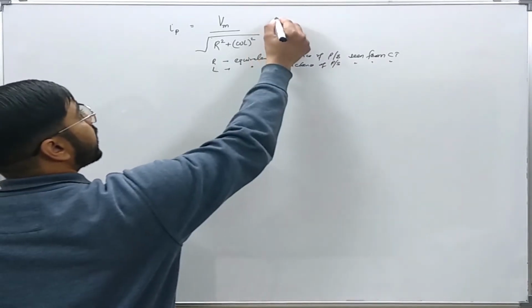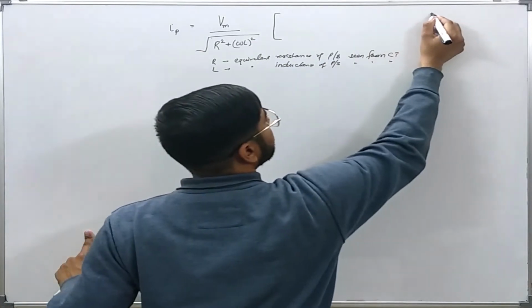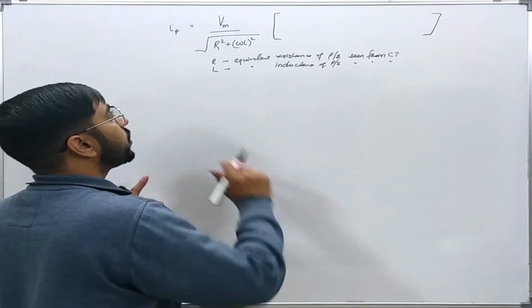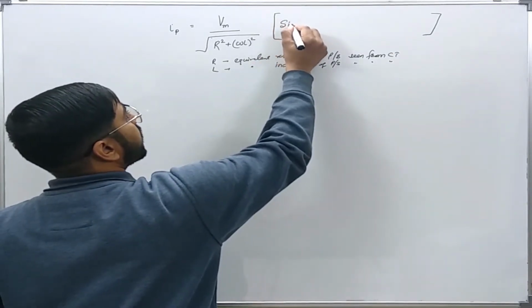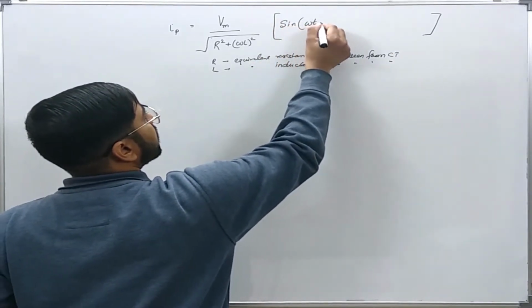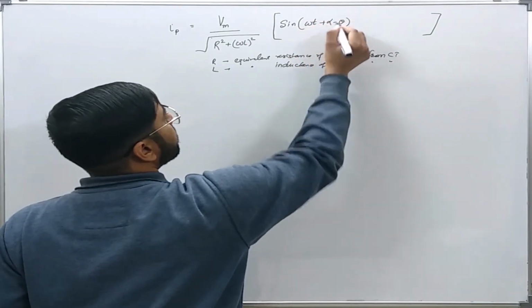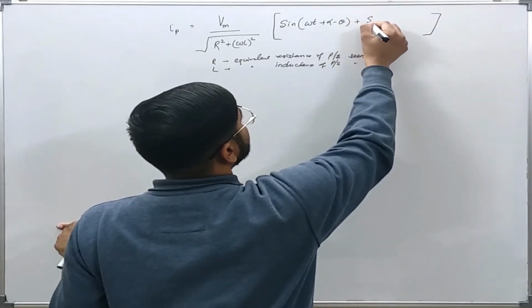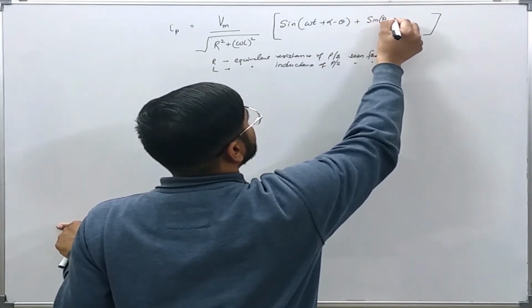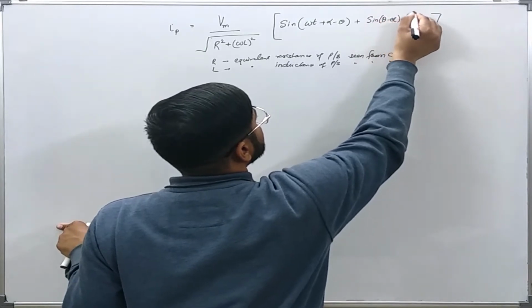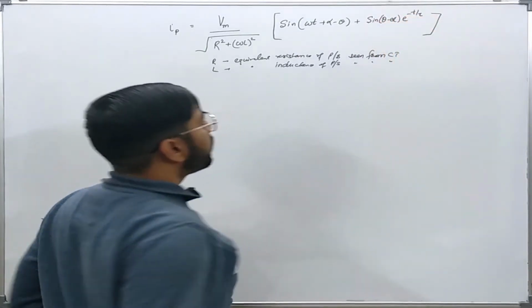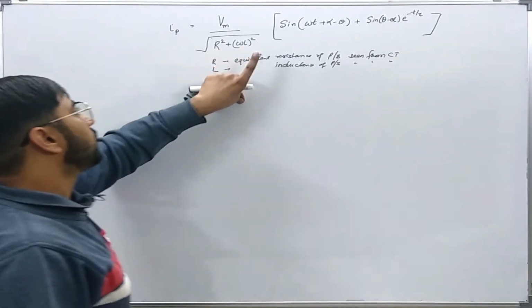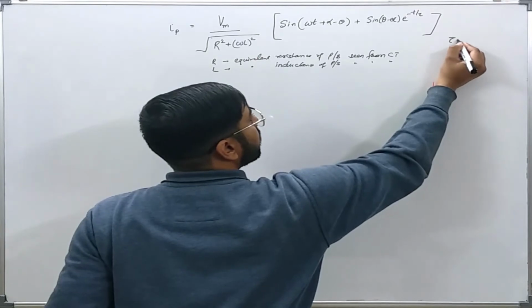Okay, and then this part is consisting of two things. One is the steady state and another is the DC transient. Okay, sine omega t plus alpha minus theta, and plus sine theta minus alpha e to the power minus t over tau, where tau is again related to this R and L. Okay, or tau is equal to L by R.